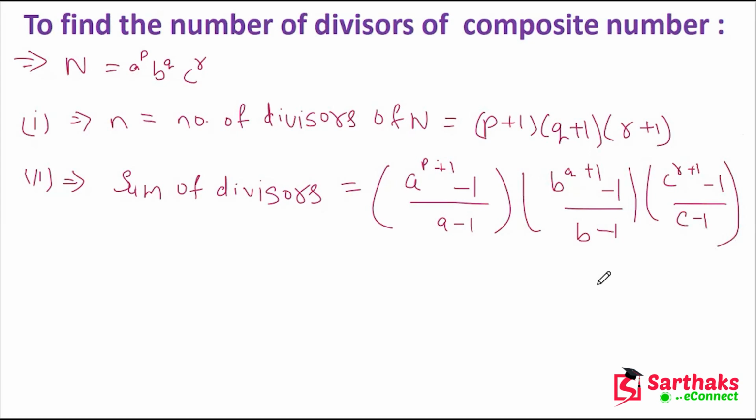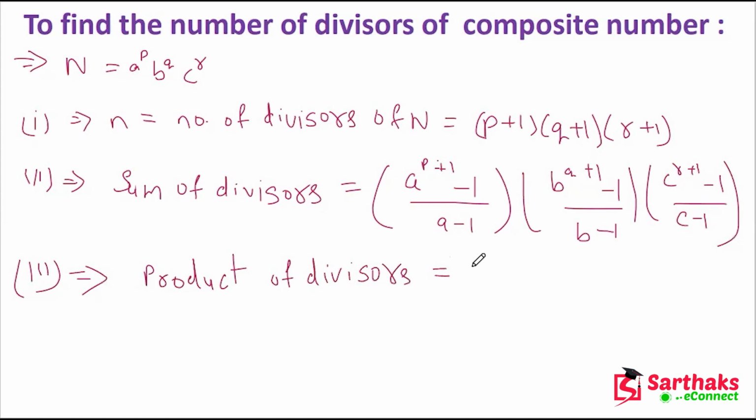Now the next thing is the product of divisors of N. How can we find the product of divisors? The direct formula is capital N raised to power small n by 2, where small n is the number of divisors and capital N is our main number.